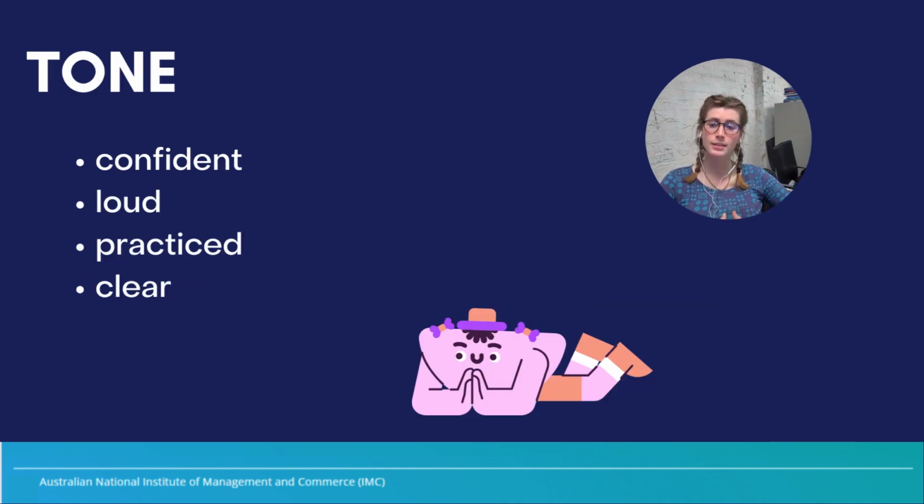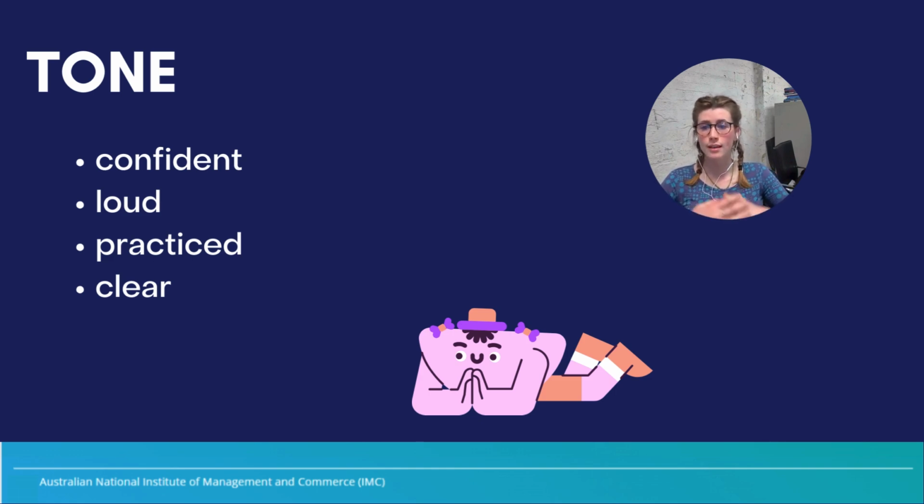The second element of delivery of your speech that we can think about is tone. So tone is about how high or low the sound coming out is, and about the quality of that sound. So naturally, when we're listening to people talk, we hear cues that we associate with different traits. And here we're trying to emulate confidence. And there are some ways that we can do this.